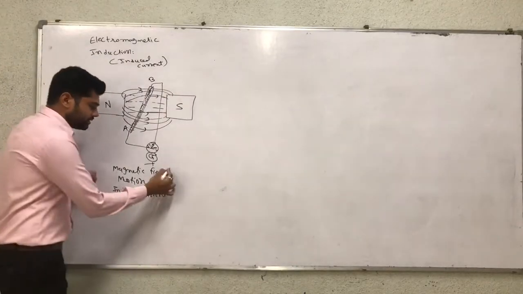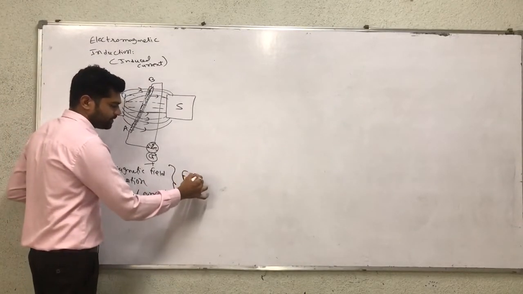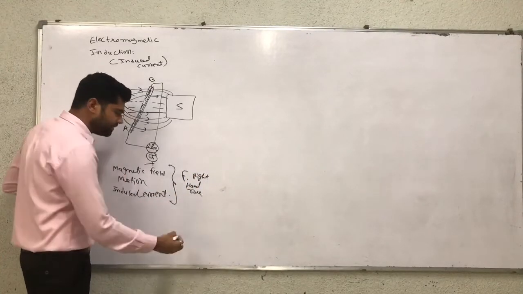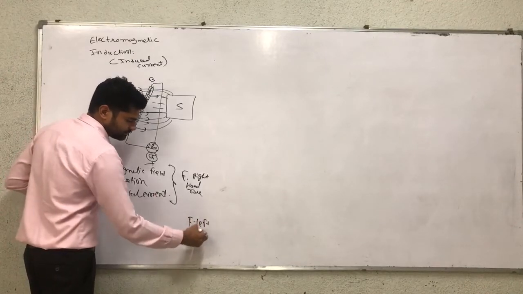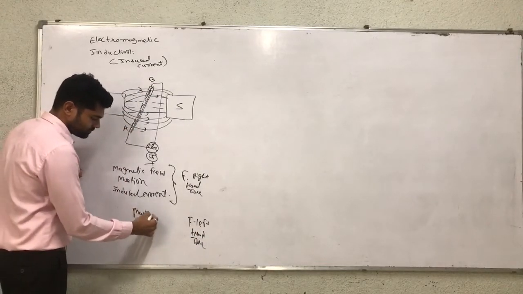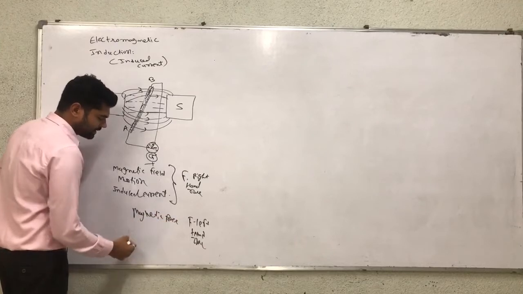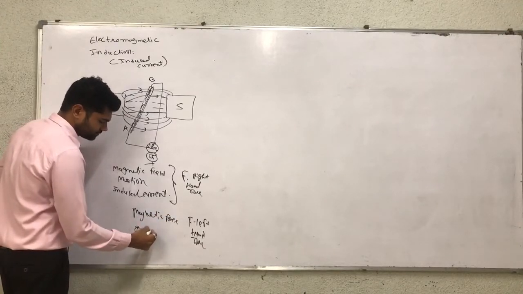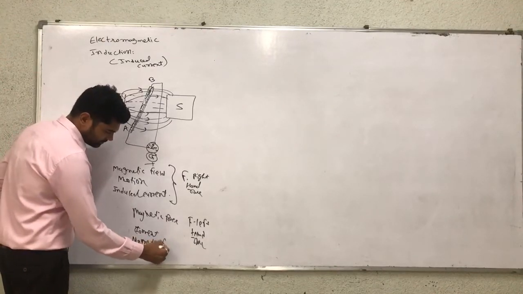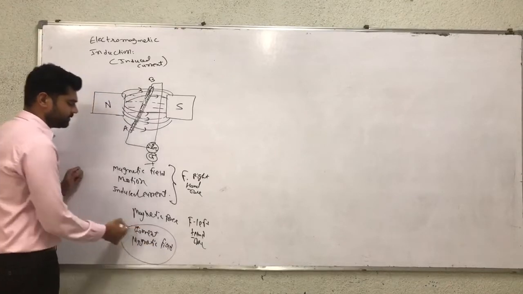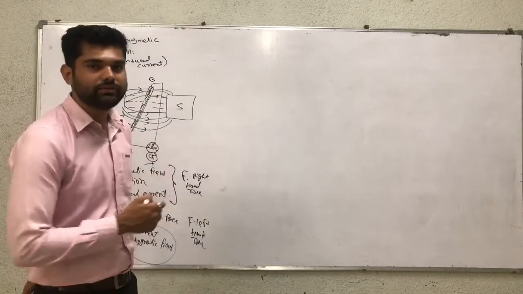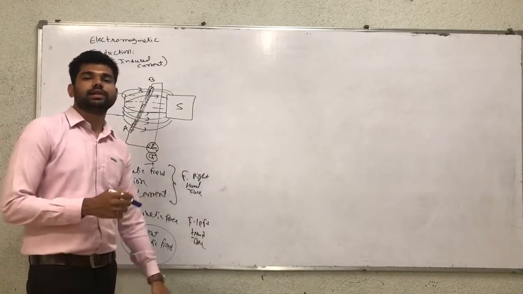So this is Fleming's right hand rule and Fleming's left hand rule: force, magnetic force, current and magnetic field. Here, in Fleming's left hand rule, we have to apply electric current with a battery. Now in Fleming's right hand rule, here we produce induced electric current.